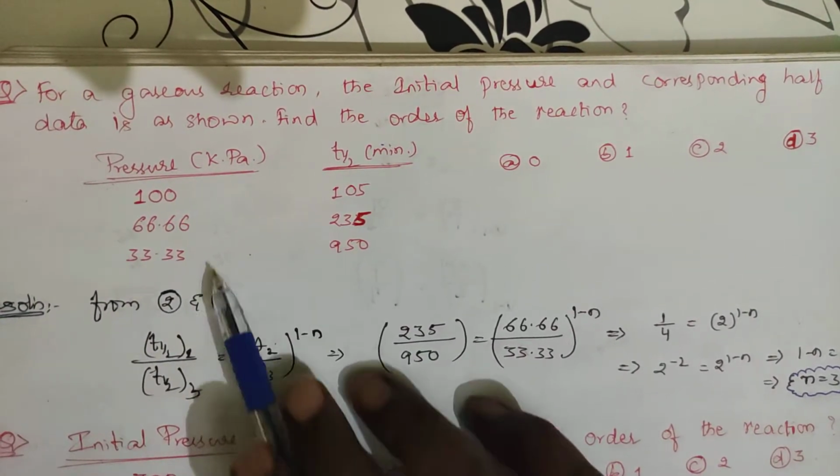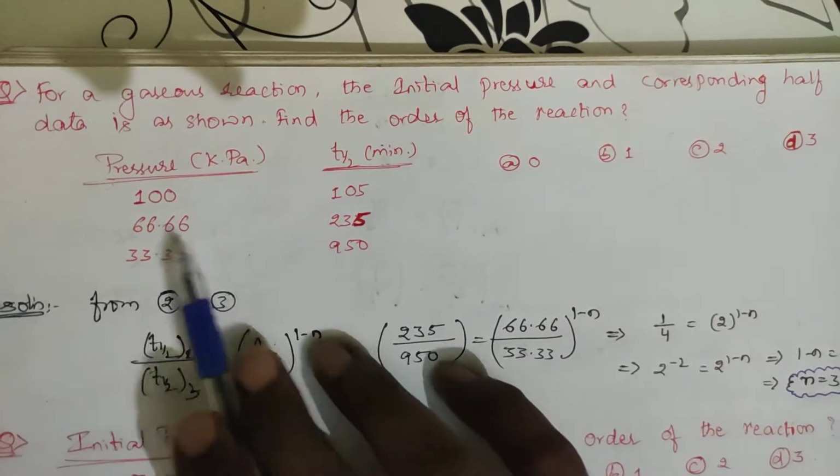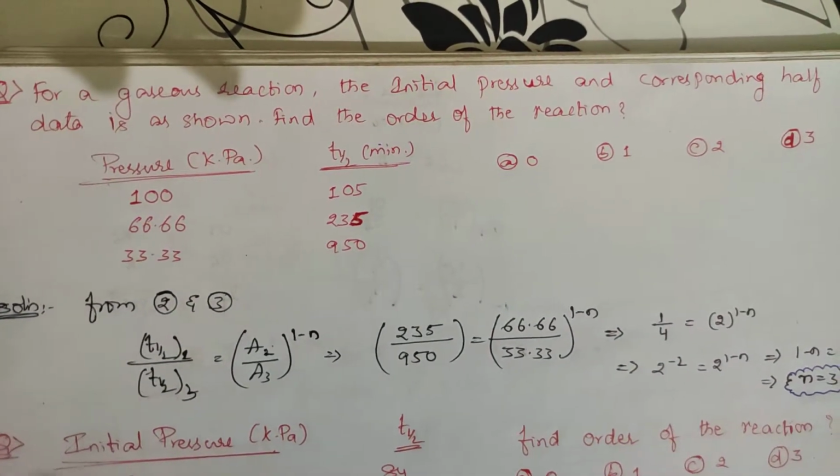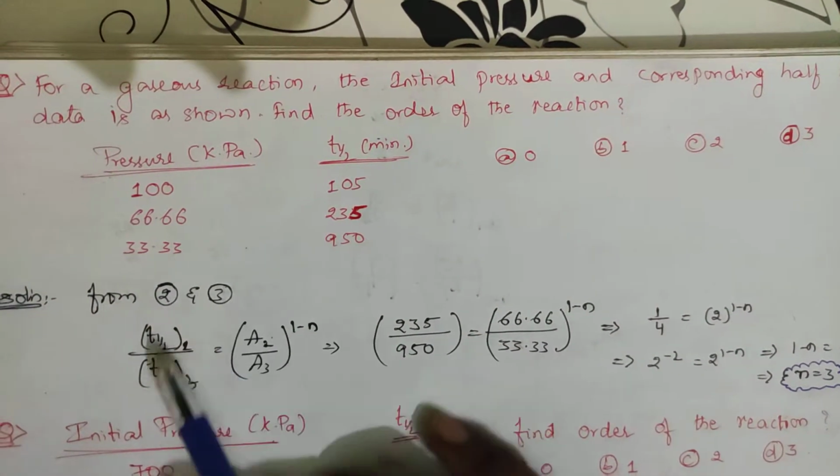Why I am taking 2 and 3 is because these two are easily multiplicable. This is 1s. This is 2s. That's why I am taking 2 and 3. You can take 1 and 2 also, but the answer will be the same. So for easy calculation, I am taking 2 and 3.